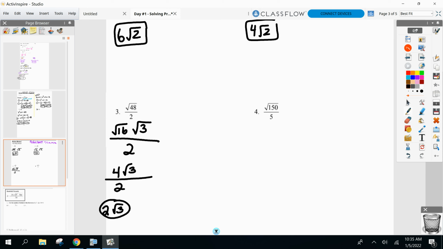All right? Go ahead, you and your group, see what you can do with 4. You cannot divide 150 and 5. Don't try it. One's underneath the radical, the other is not. But break down 150 now. Got to be a perfect square.